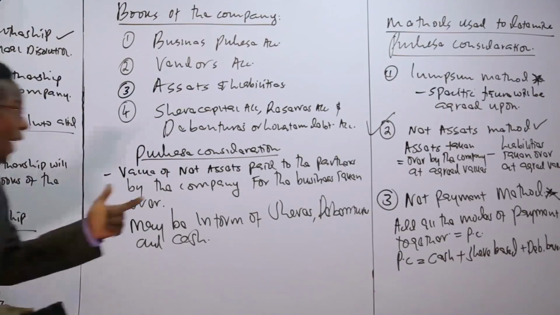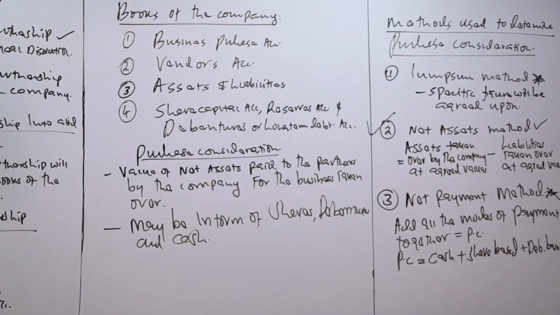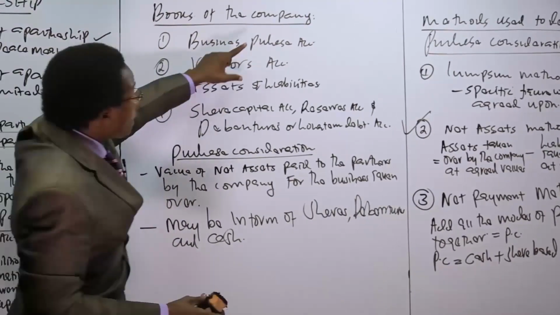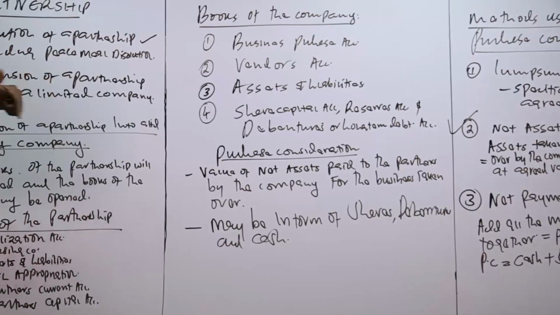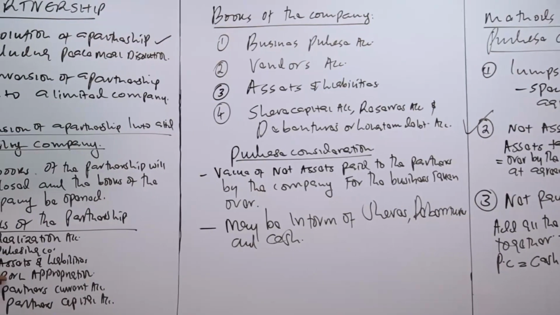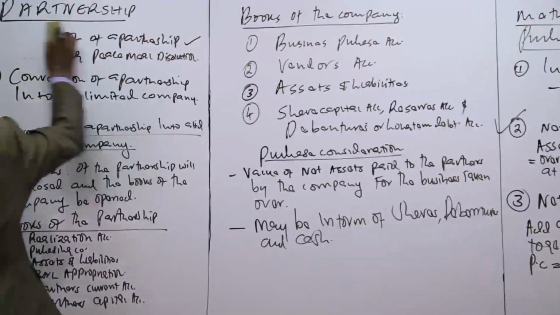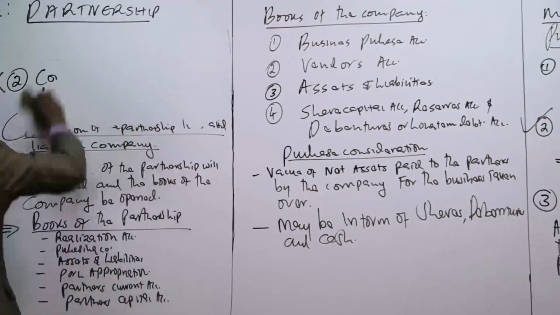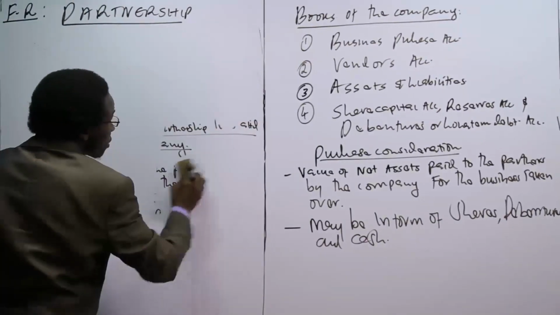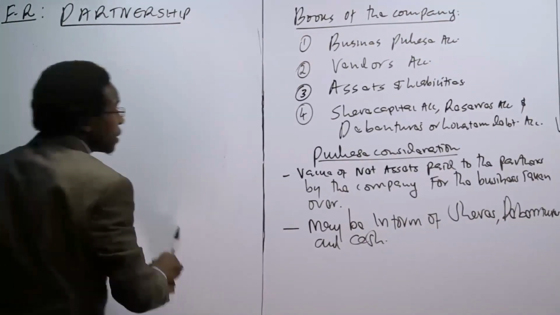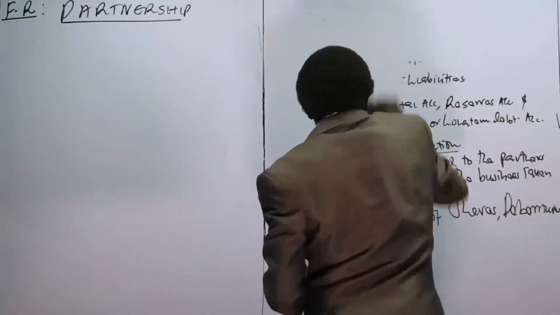Now, at that point, we need to talk about the accounting entries. Remember, we have talked about the books of the partnership. We have also talked about the books of the company. Now, it would be important and necessary to discuss the accounting entries. How do we close the books of the partnership? I want to create some space here, because I want to talk about the accounting entries.